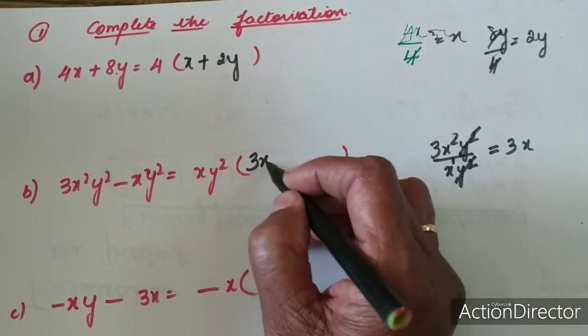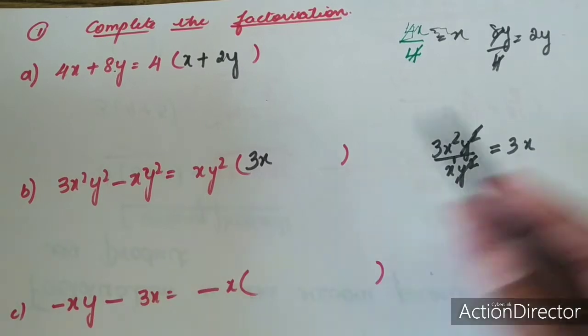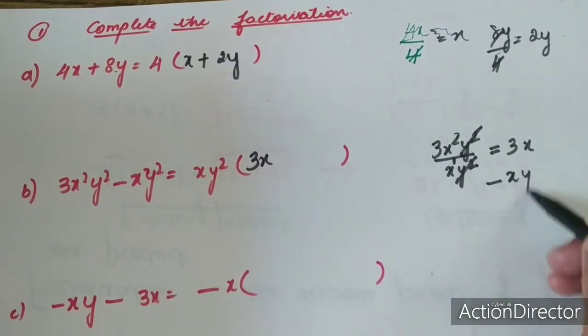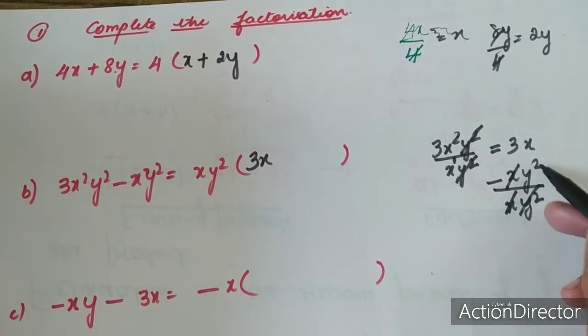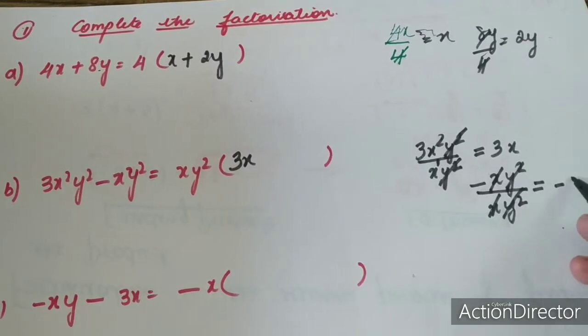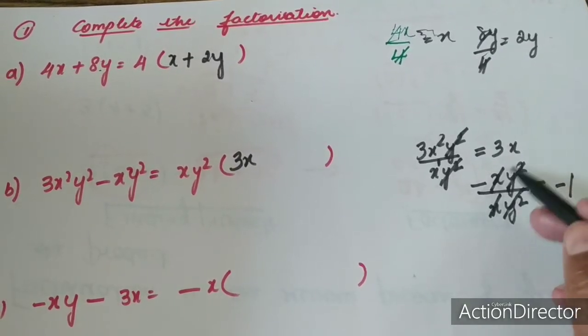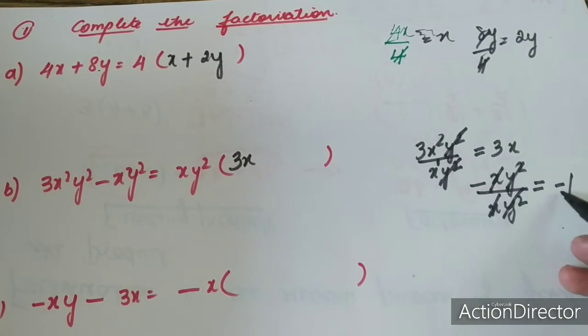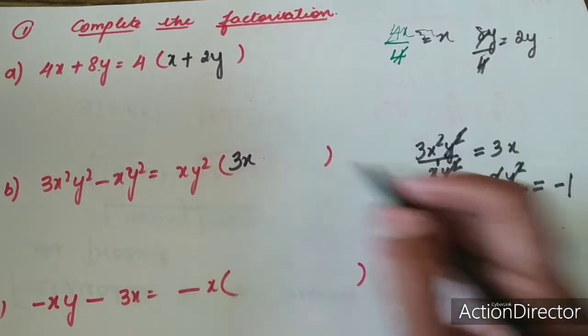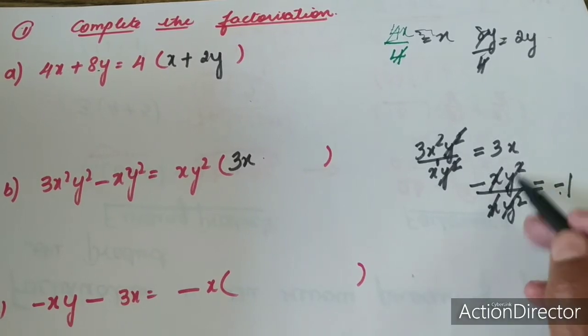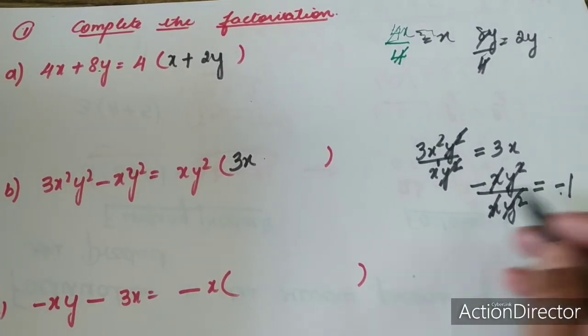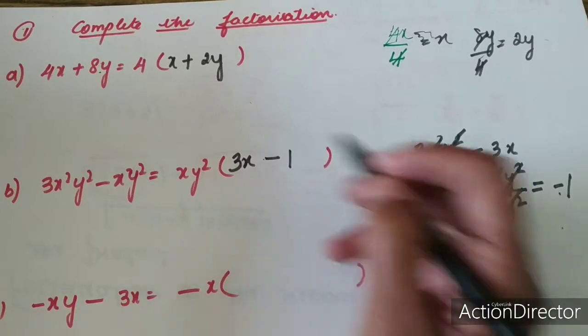So my first term will be 3x, and coming to the second term, minus xy square divided by xy square. So x and x will get cancelled. y square and y square will get cancelled. So nothing is left, all the terms are getting cancelled, which means you should write 1. The sign is minus, so I am writing the minus sign. No term is left out, so my answer will be 1. So it is minus 1.